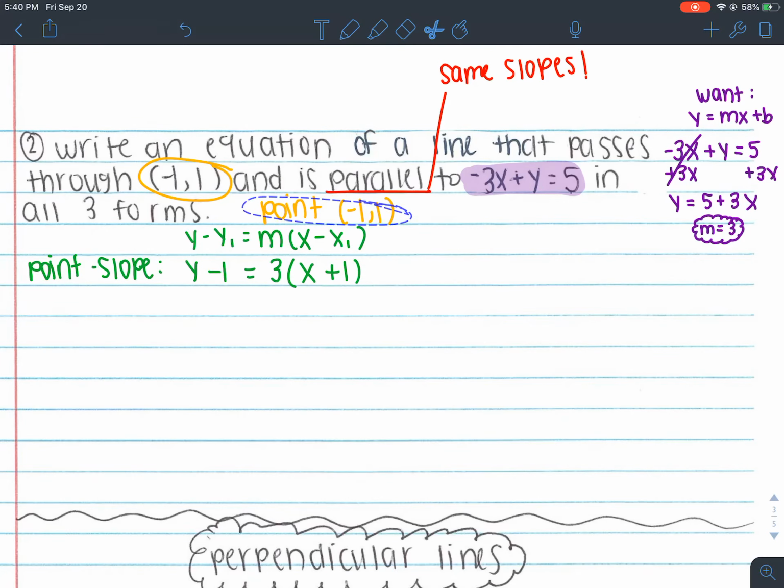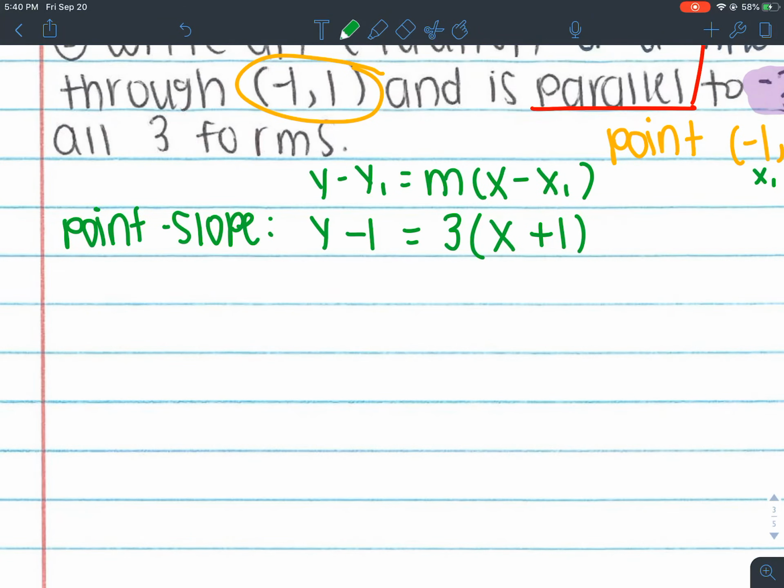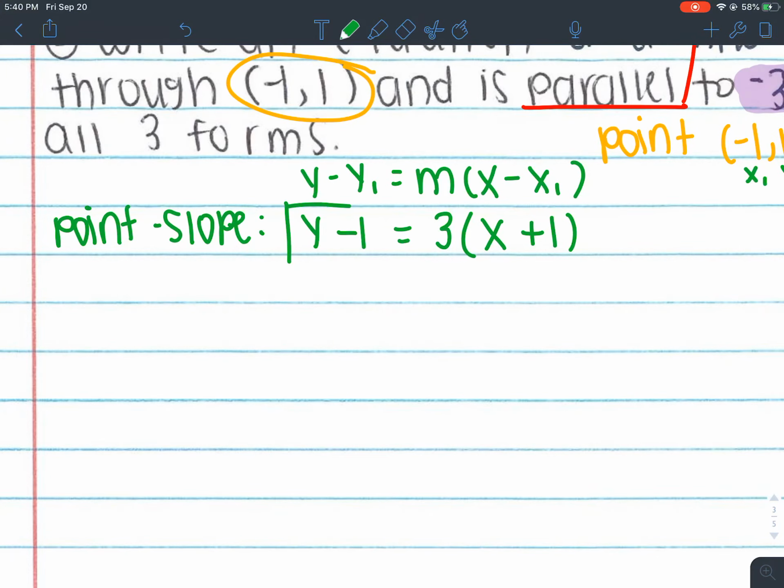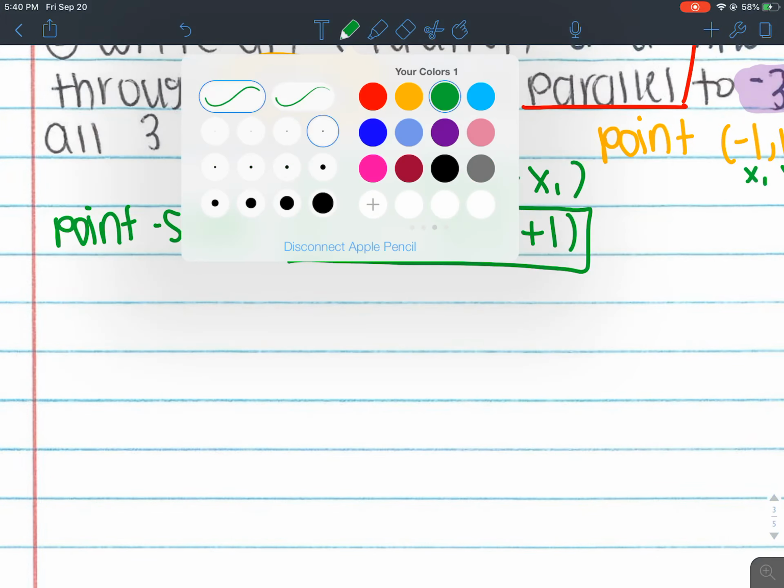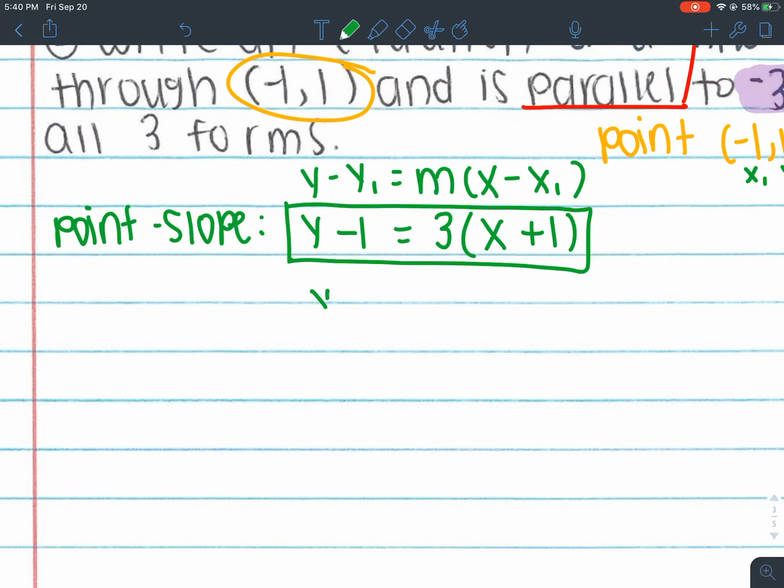And if you're wondering where this is coming from, remember, this is our point. So this is our x1 and our y1. And when we plug it into point slope, our signs are opposite. Okay, so I have it in my first form, which is my point slope form. Go ahead and box that for my point slope. And now I need it in slope-intercept form.